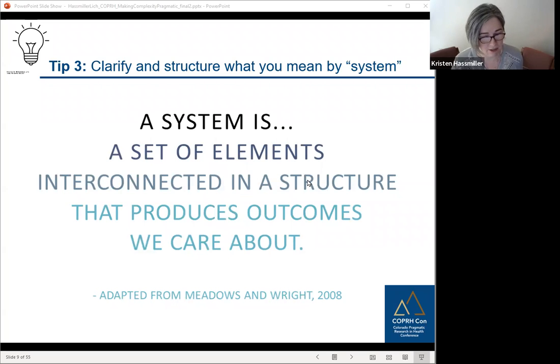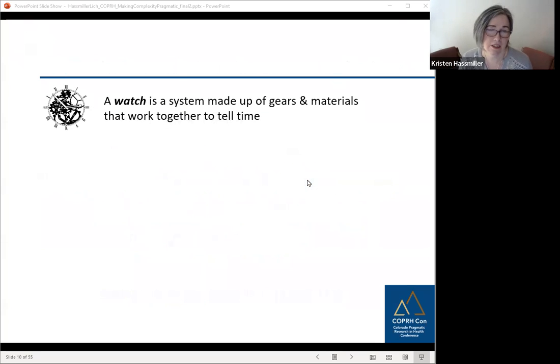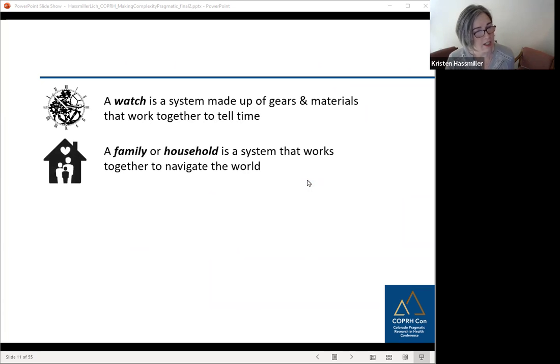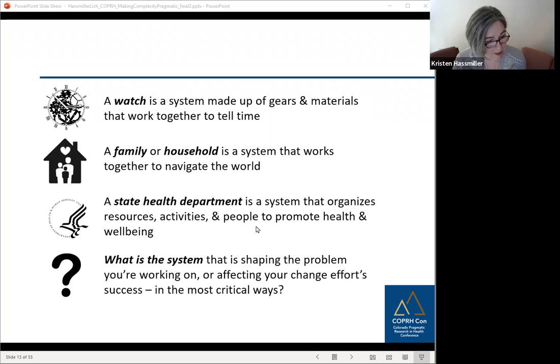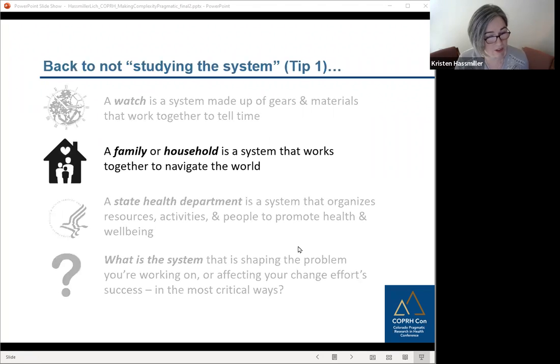So there's lots of different systems that we can think about. A watch is a system that's made up of gears and materials. Those are its components, and they work together to help us tell time. That's the purpose that we care about. A family or a household is a system that works together to navigate the world or to raise children. There's lots of outcomes that we care about in families. A state health department is a system that organizes resources, activities, and people to promote health and well-being. So what's that system that is shaping the problem that you're working on or affecting your change efforts' success in the most critical ways? This is what I want to encourage you to start to think about.